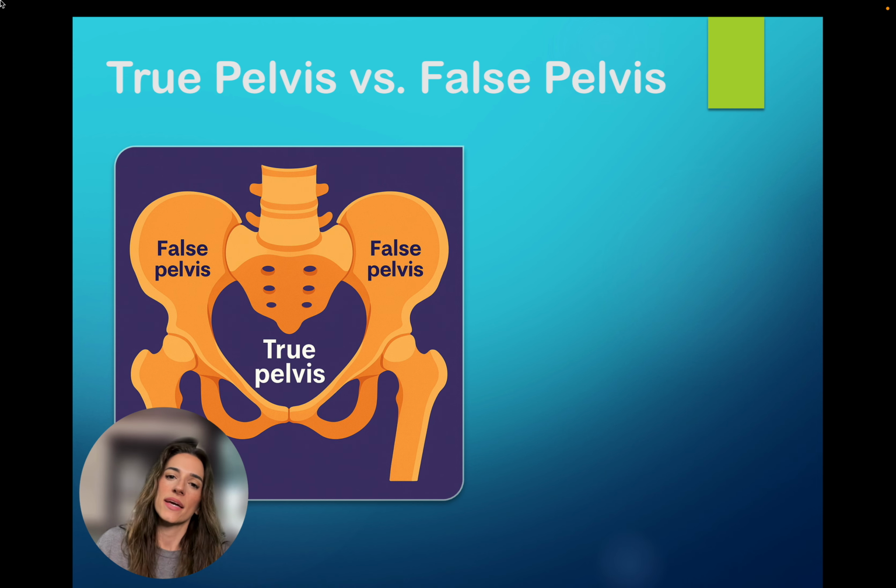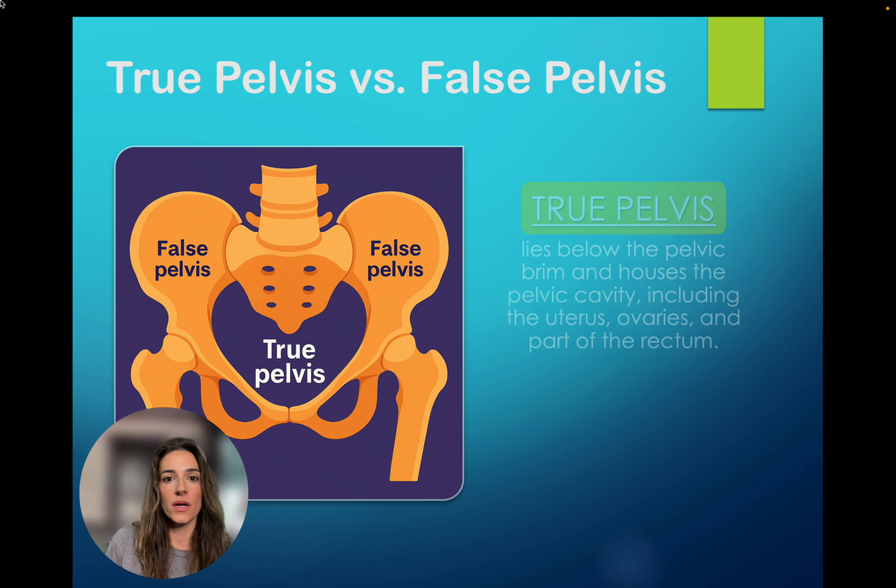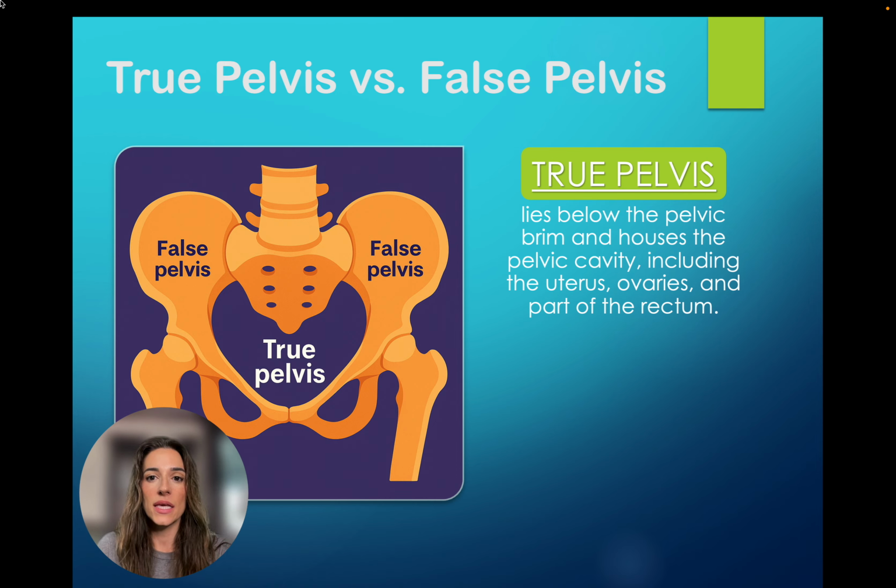Now that we've covered sex characteristics, let's take a look at the pelvis, specifically the difference between the true and false pelvis, which is especially important in supporting reproduction in females. The pelvis has two regions, each with a distinct role. The true pelvis is the lower, narrower part, and completely enclosed by bone. It protects key organs like the uterus, the bladder, and the rectum, and during childbirth, the baby passes through this area. That's why it's called the pelvic outlet.